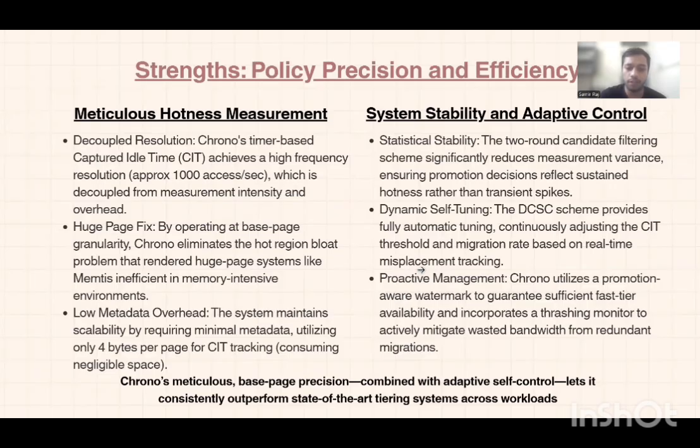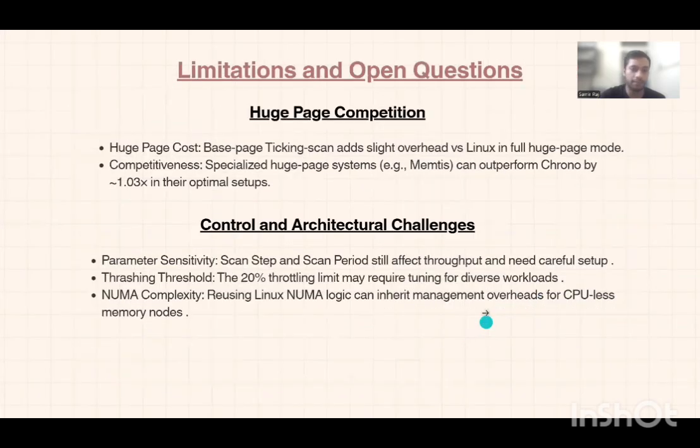When we talk about the strengths, Chrono's strength lies in its precision without cost. Its timer-based CIT measures page access frequency extremely finely, about 1000 accesses per second, without any overhead. Huge page fix: it uses a very small 4 KB page compared to other methods and has nearly no overhead. Chrono is also self-stable. The two-round filtration process avoids false migrations. The DCSC mechanism keeps tuning thresholds automatically. Together with a thrashing monitor and watermark, Chrono manages memory proactively.